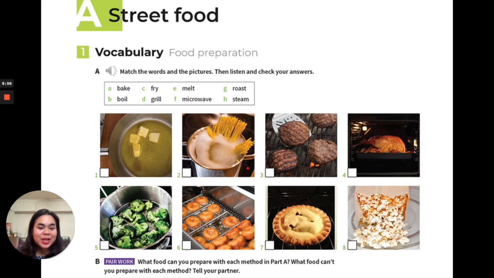And the last one, oh, this is familiar. 8, F. Microwave. Okay, so the last one, you microwave what? This is popcorn, okay? So besides going to the movies and buying some popcorn, you can also cook popcorn at home with a ready-made packet that you put in the microwave and then it expands into a bag full of popcorn.